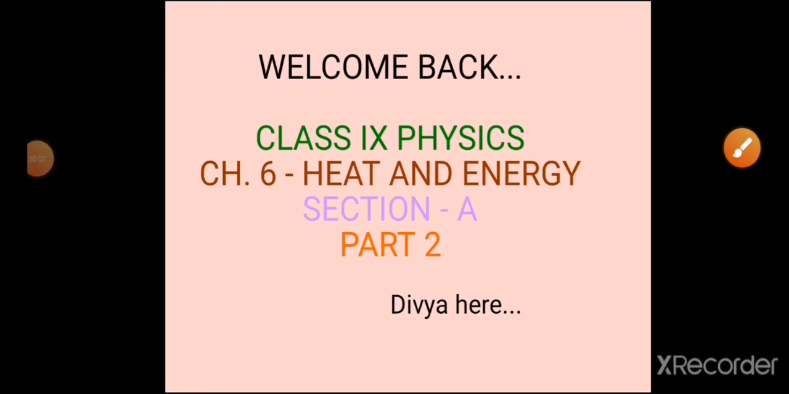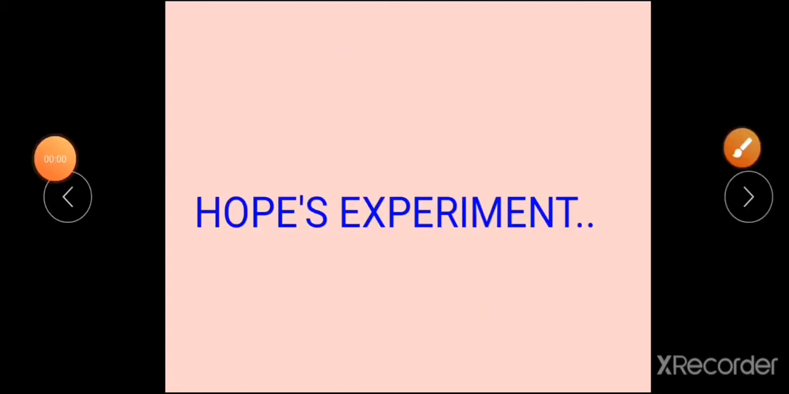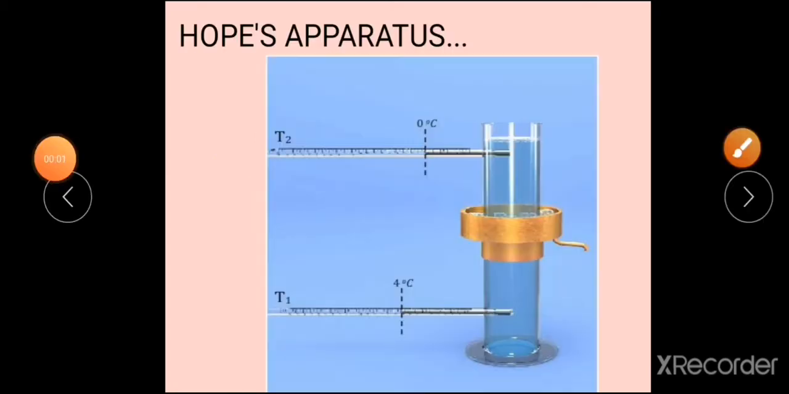In our last video, we have seen water's heat, water's temperature, scales of temperature, then thermal expansion, and we have stopped with anomalous expansion of water. Today in our video, we are going to see an experiment related to anomalous behavior of water, that is Hope's experiment. Now let us first see the experimental setup for Hope's experiment.